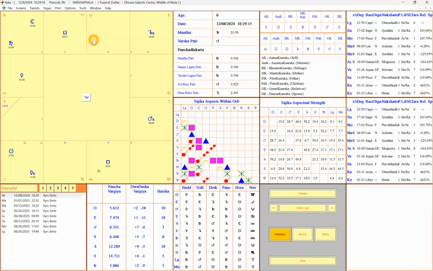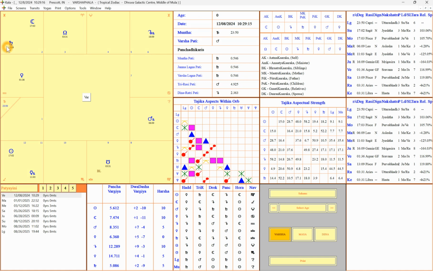Now, to calculate the Varshapati, we have to find the strength of all the planets, and then we see how much the planet aspects the ascendant. The Varshapati, the Lord of the year, has to aspect the ascendant. And in Varshaphala, we have certain aspects, okay? The aspects are different than the rest of Vedic astrology, but they work the same.